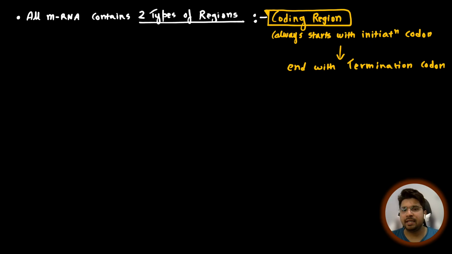Another important point is that all mRNA, be it prokaryotic or eukaryotic, will always contain two types of region. And what are those two types of region? One is going to be called the coding region, which always starts with an initiation codon, and most commonly it's AUG. And the coding region will always end with a termination codon. So the coding region on any mRNA will start with the initiation codon and end with the termination codon. That's going to be called the coding region.